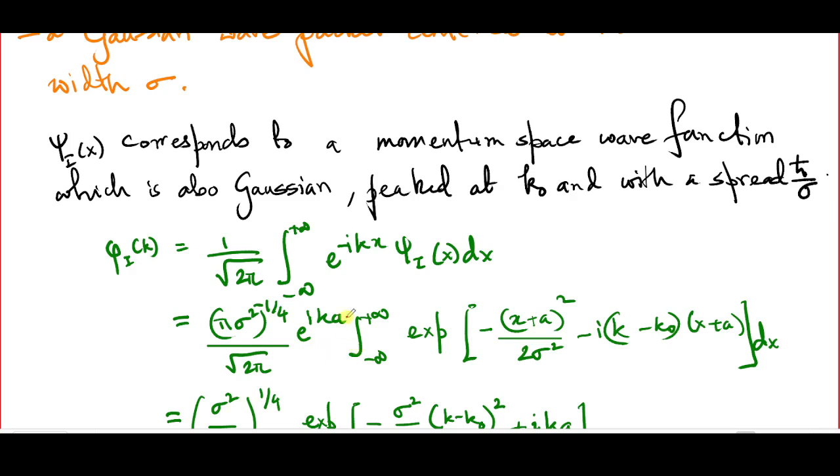After this, this is a standard Gaussian integral of the kind that we had described a while ago, with small a equals 1 over 2 sigma squared and small b equals minus i (k minus k0). And c, of course, is 0. There is no term independent of k minus k0, independent of x plus a here.